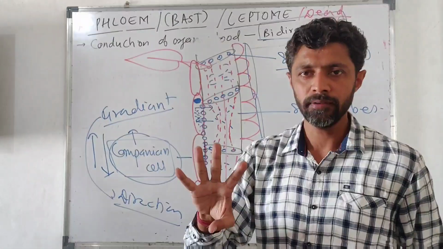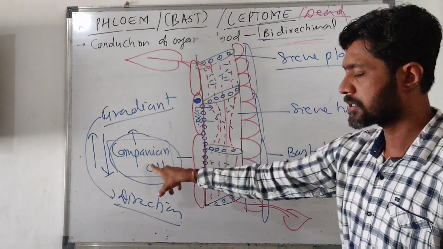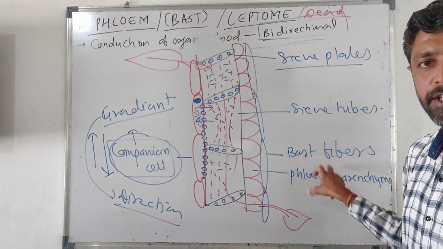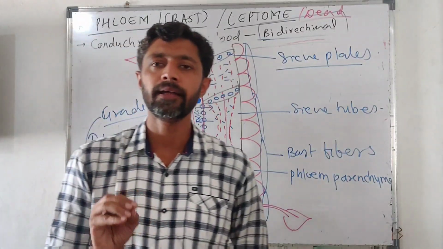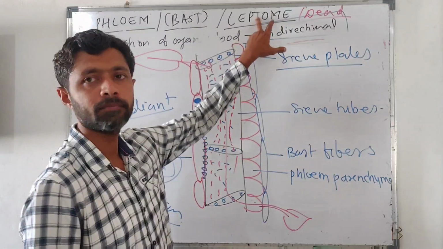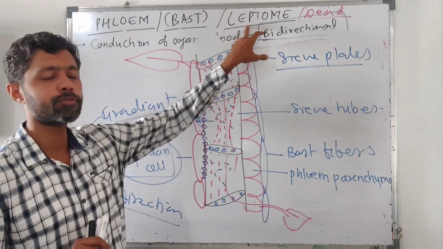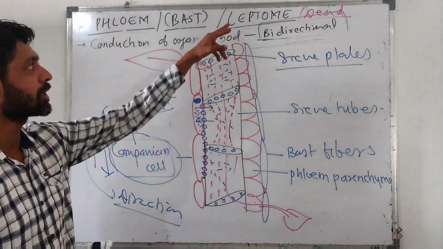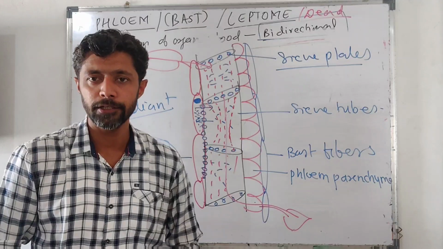So phloem has four components: sieve tubes, companion cells, phloem parenchyma, and phloem sclerenchyma or bast fibers. This phloem is primarily meant for bidirectional transport of food. We call phloem the leptome. The term leptome was used by Hubbard, just as we consider hadrome for the xylem. So similarly we call it leptome here. A phloem tissue is considered a living tissue.